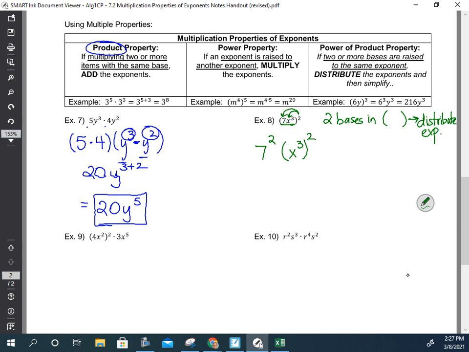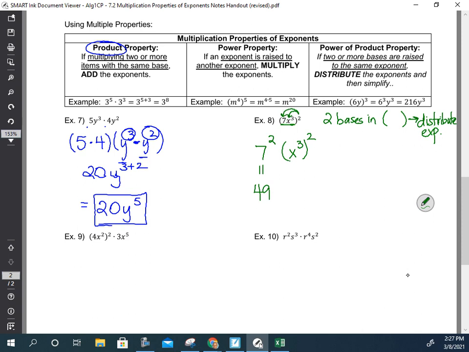Then let's keep going. What's 7 to the 2nd power? Second power. 14? 72? 27? What's 7 to the 2nd power? 49. Thank you, Noah. 49.